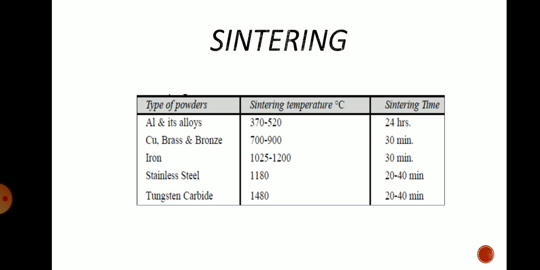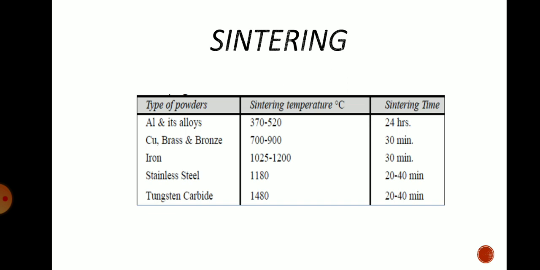Now in this table, a few types of powders, their sintering temperature and sintering time are given. The aluminum and its alloys require a sintering temperature of 370 to 520, and for 24 minutes you have to keep that. If some changes in the properties of the final component are required, you can increase or decrease the temperature, as well as the sintering time. It depends on which final properties you require.